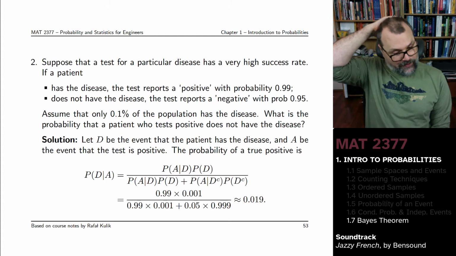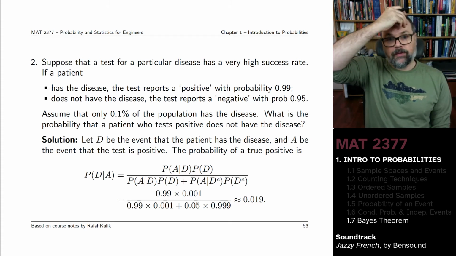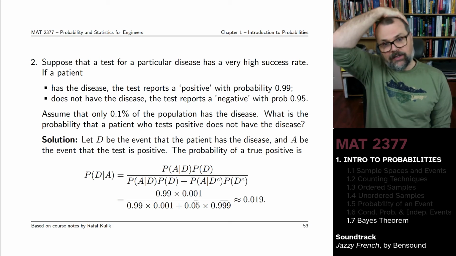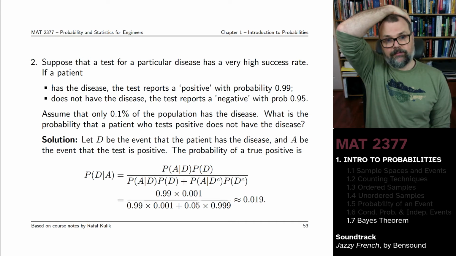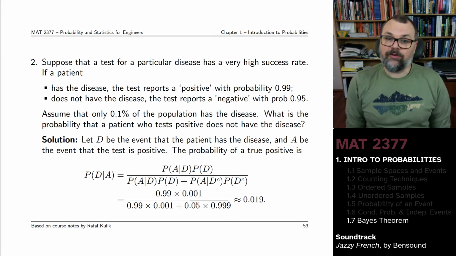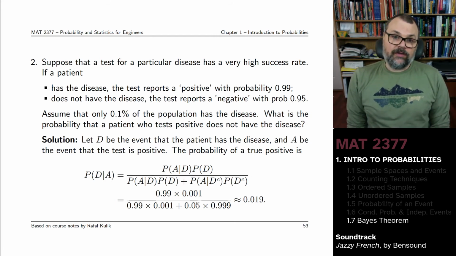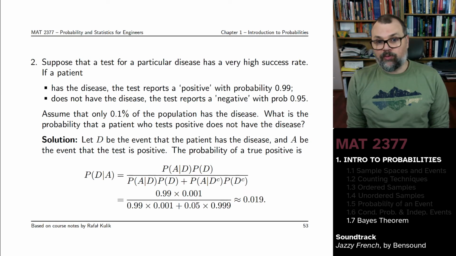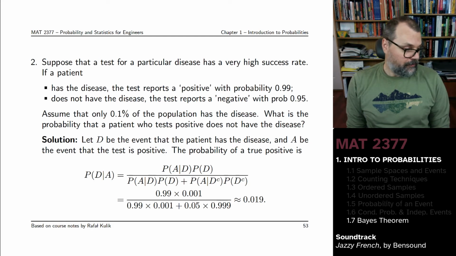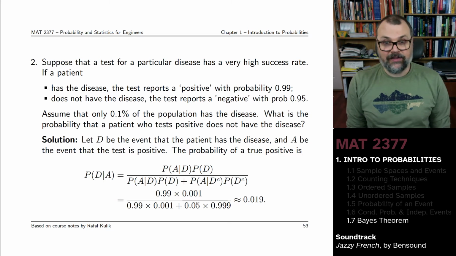The example you often see in these courses is something like the following. There is a test for a particular disease, and let's say it has a very high success rate. If the patient has a disease, the test will report a positive with probability 99%. So it's 99% accurate for positive results. And if you don't have the disease, the test will report that it's negative with probability 95%. So it's slightly more accurate for positive cases than for negative cases.